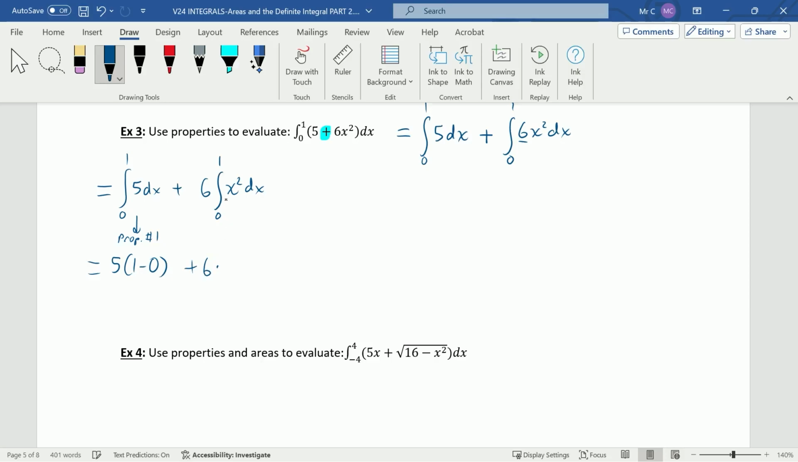Now the integral of x squared dx from 0 to 1, we already found that to be 1/3. So that was from a previous example. This was 5 times 1 plus 6 times 1/3, which is 2. So the whole thing is 7.